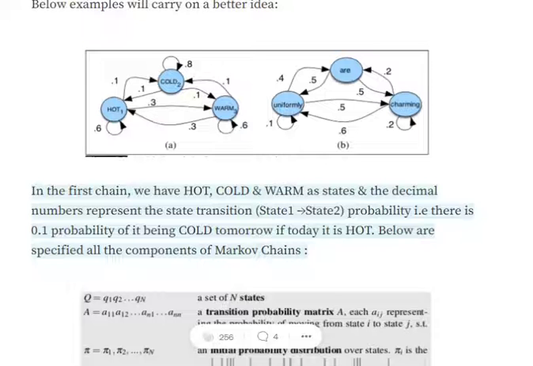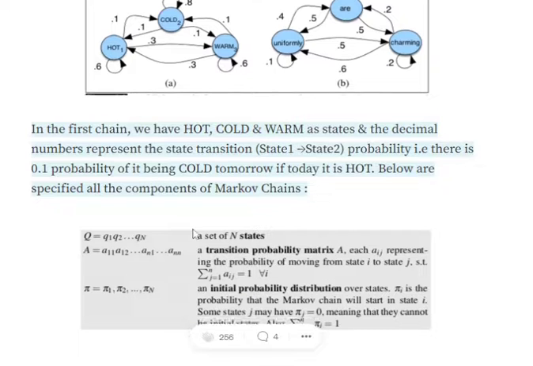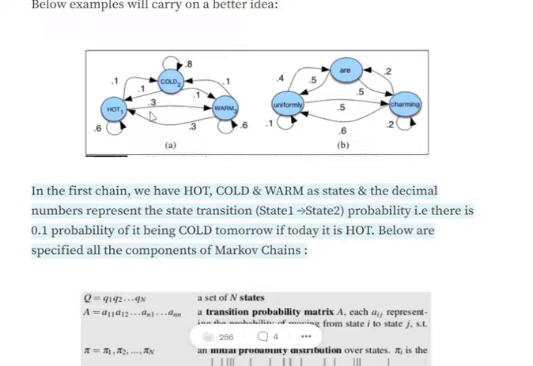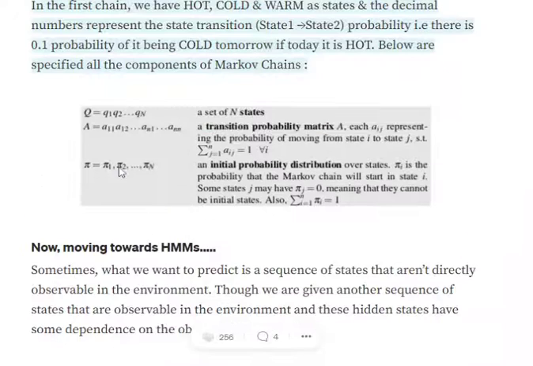Now these states can be anything, and the last would be an initial probability distribution. This probability refers to what state would be the first state. So if we haven't been given any initial state, for example, if we don't know where to start this Markov chain, if we don't have the past data, so we don't have the past days' weather, what is the initial probability distribution that we can use? That is represented by sigma.